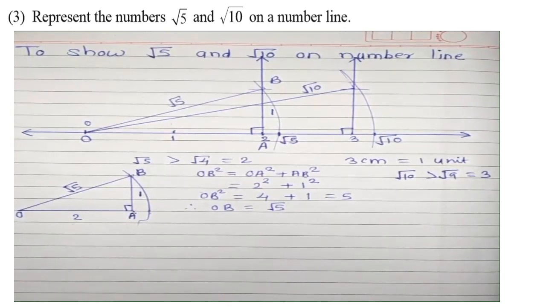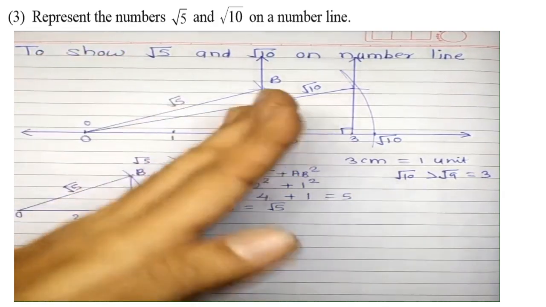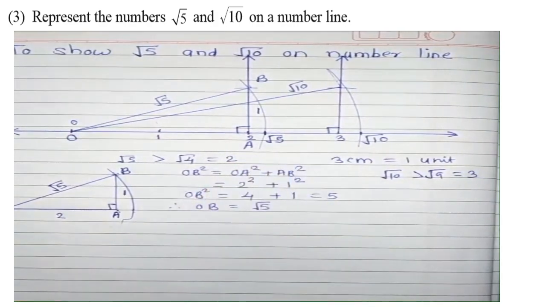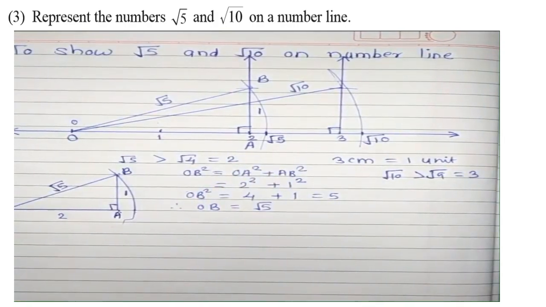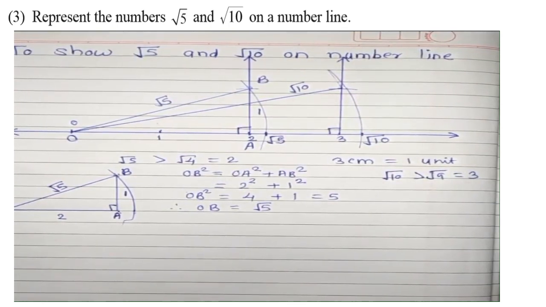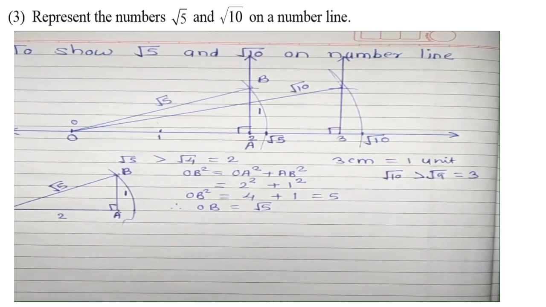Now suppose you want to show minus root 5 and minus root 10 on the number line. You will do the similar procedure on the left hand side. Why? Because the negative numbers lie on the left side of the 0. The same thing you are going to do, and this way you are going to obtain the irrational numbers on the number line. It is possible for you to obtain any irrational number on the number line by using this procedure. Okay?